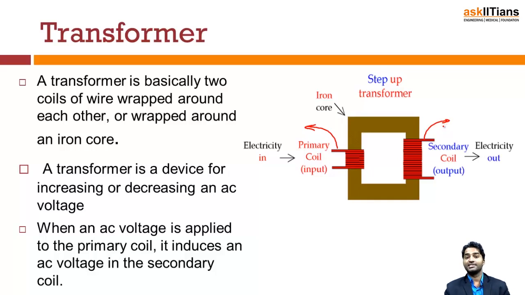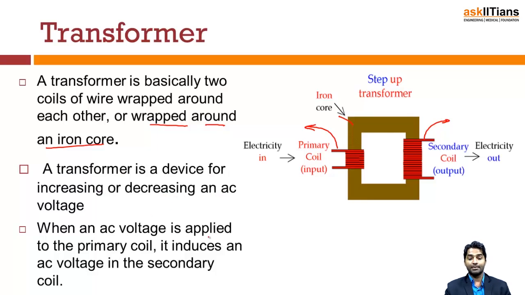Or when there are high tension lines, you want lower potential values for the same current, then you use a step down transformer. So we need to understand: step down, you are decreasing the potential; step up, you are increasing the potential from primary to secondary by changing the number of turns of the coils. Now a transformer is basically two coils of wire wrapped around each other, around an iron core. So this is an iron core over which we consider two wound coils.